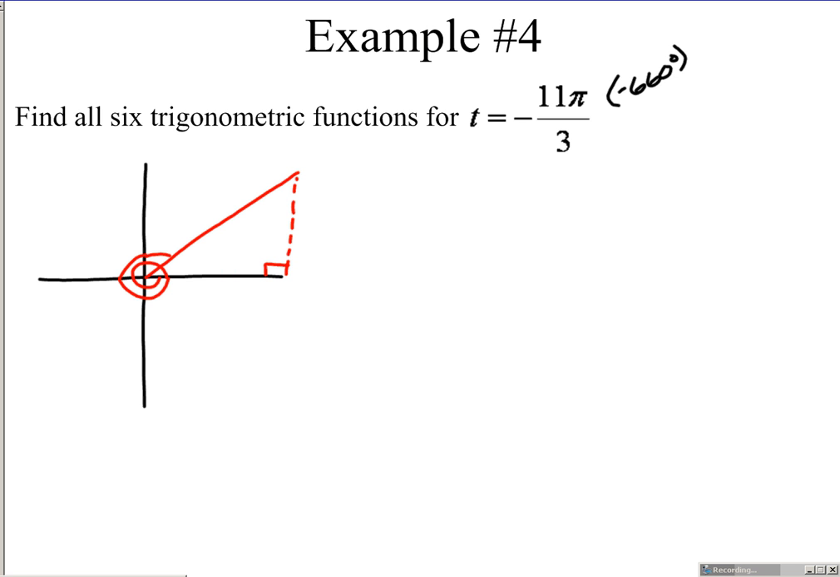So if this angle here was 30, that means this angle here has to be 60 or pi over 3. Label the sides. Across from pi over 6 is 1. Across from pi over 3 is root 3. Hypotenuse is 2. There's your reference triangle with everything labeled. And now find the 6 functions.